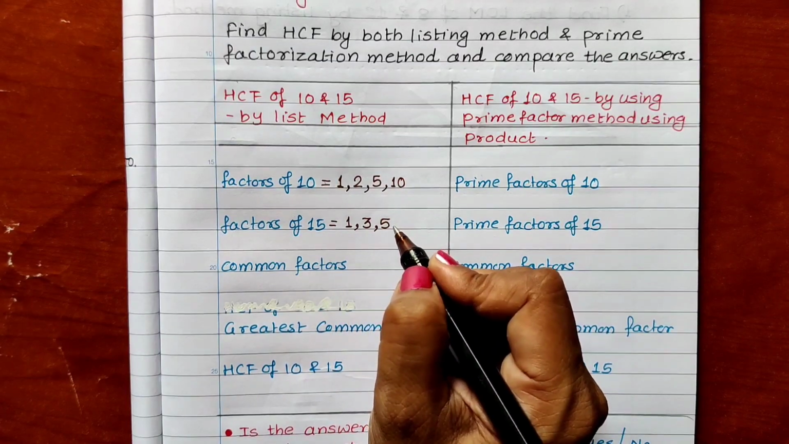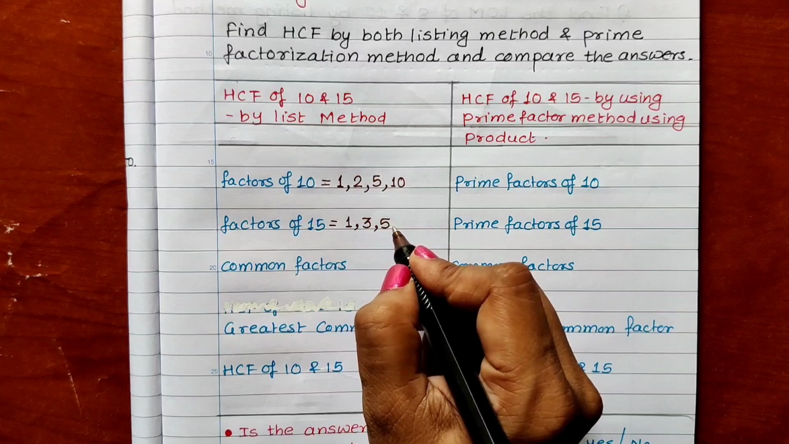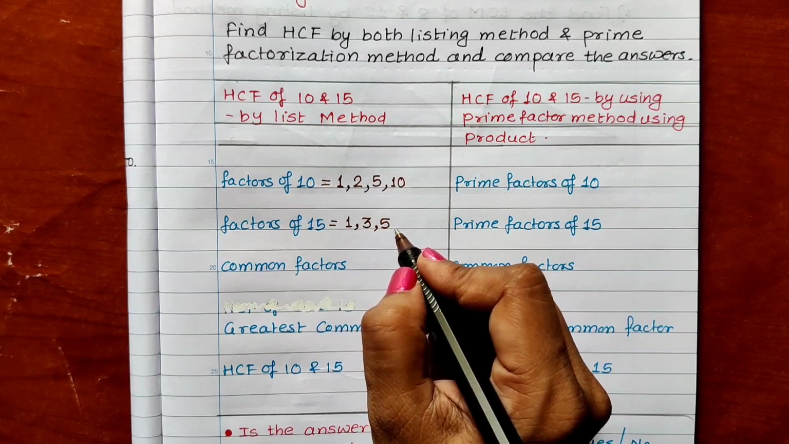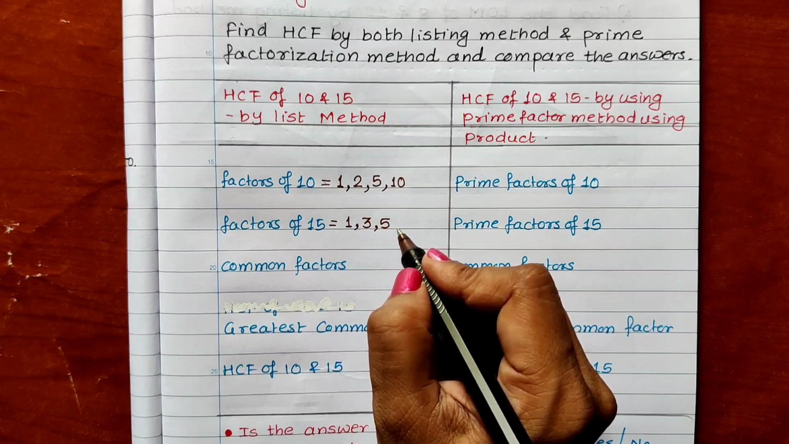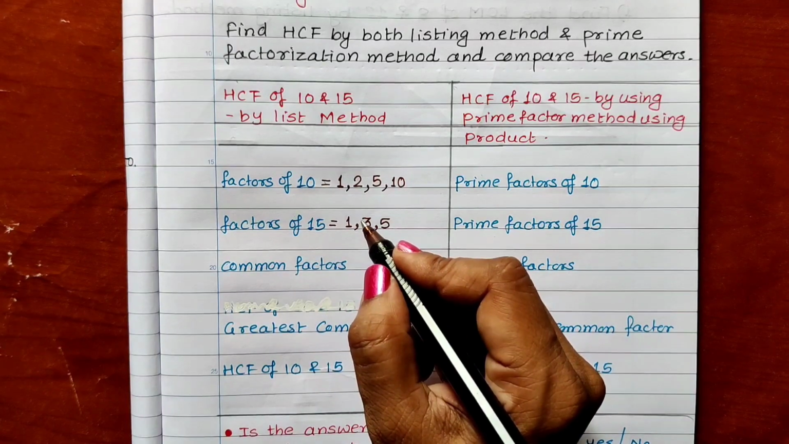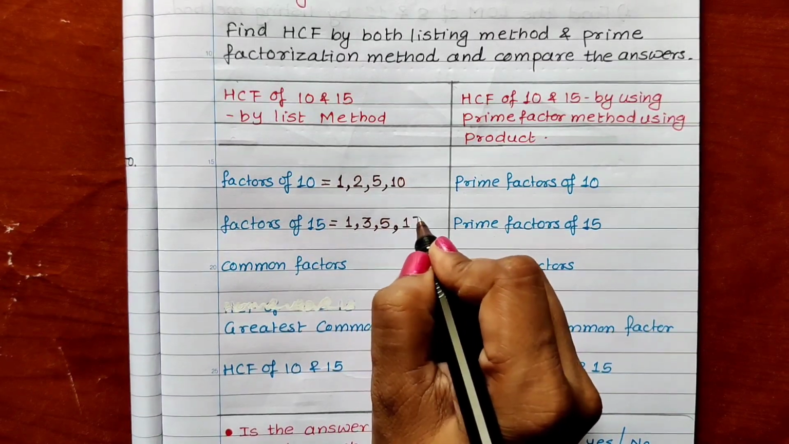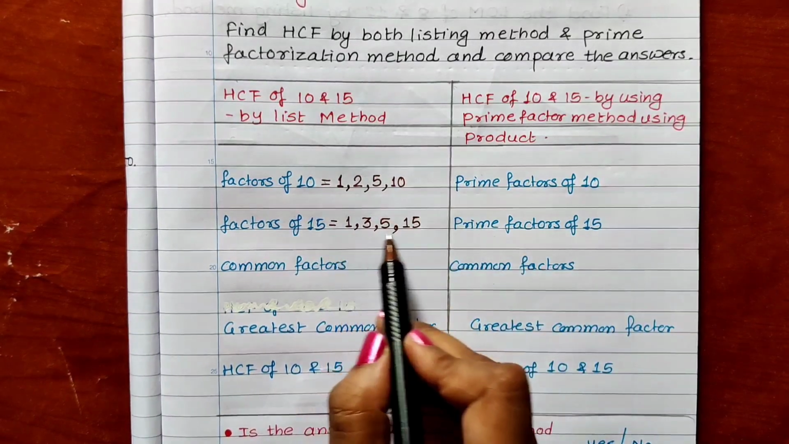5 3s are 15 and the remainder is 0. Then can we divide it by 6, 7, 8, 9, 10, 11, 12, 13, 14? No, we cannot divide 15 by all these numbers completely because we will not get remainder 0. Directly we divide it by 15. 15 ones are 15. So these are the factors of 15.